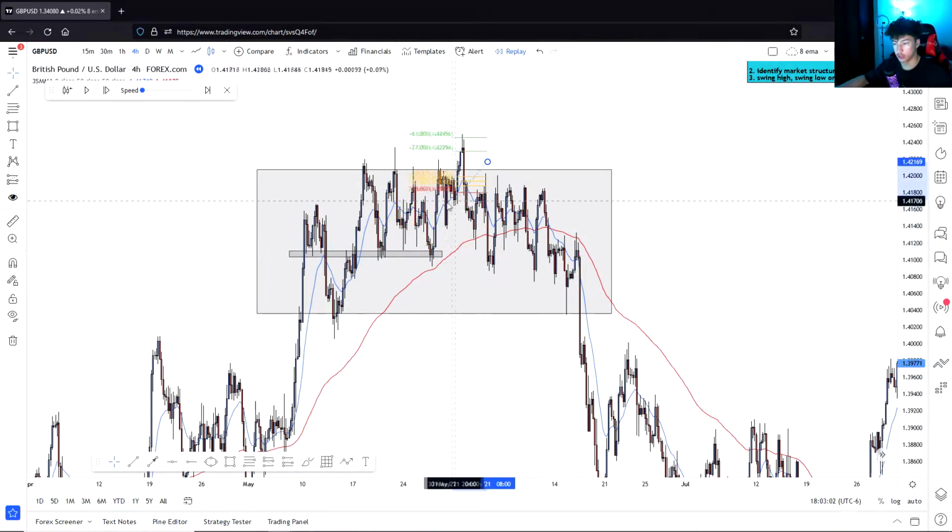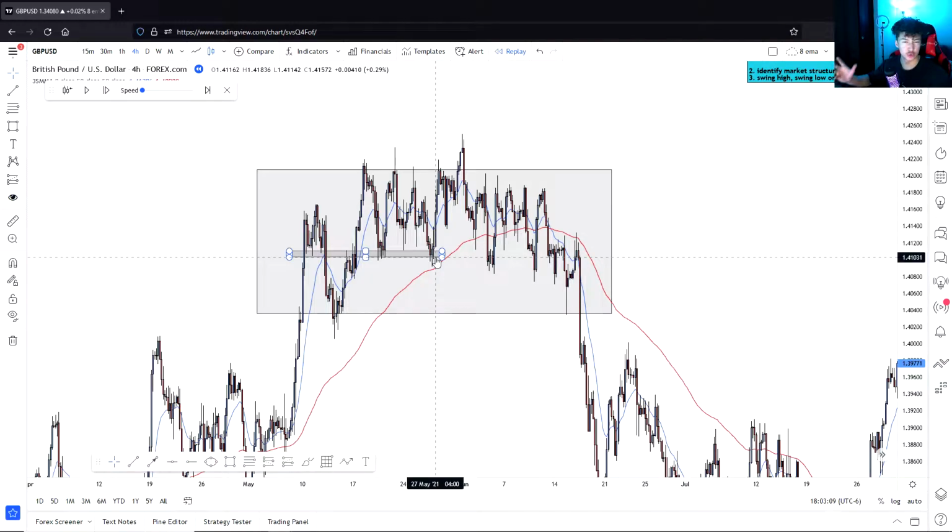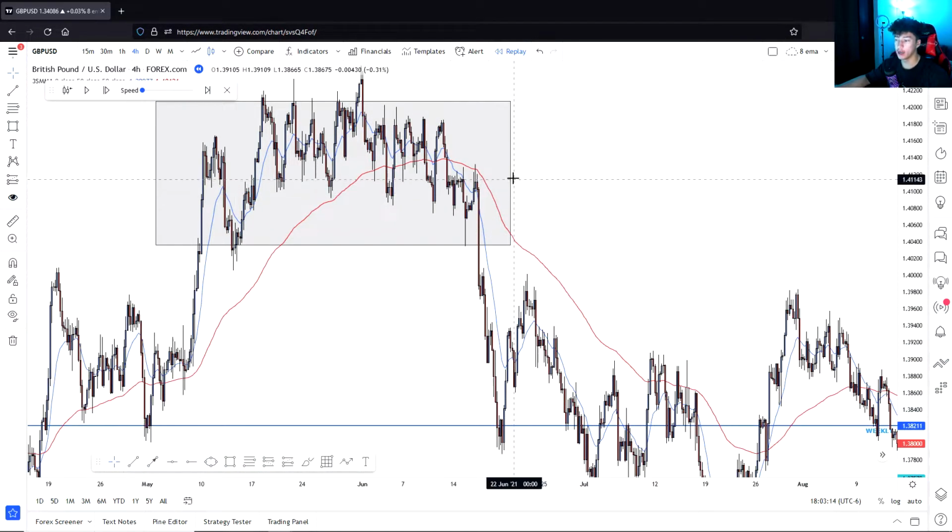Now let's do another retracement. Boom, boom. Okay, she didn't reject. So you guys get the point of basically what I'm trying to say within this range. It is very hard to trade the range. But now let's look at a trending market, for example.